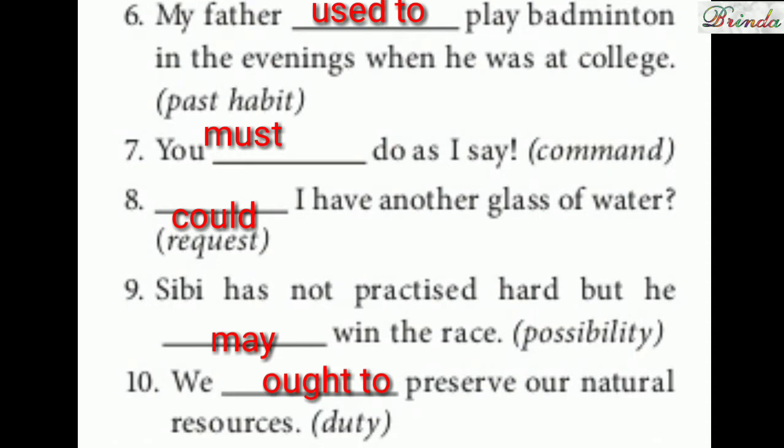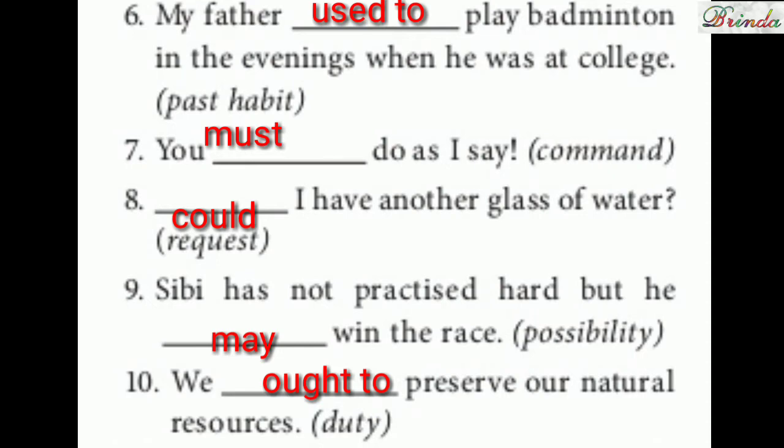Eighth one, dash I have another glass of water. This is a request. Could I have another glass of water? Ninth one, CB has not practiced hard, but he dash win the race. This is possibility. Possibility means may, like it may rain. So CB has not practiced hard, but he may win the race. Tenth one, we dash preserve our natural resources. It's a duty. We ought to preserve our natural resources.